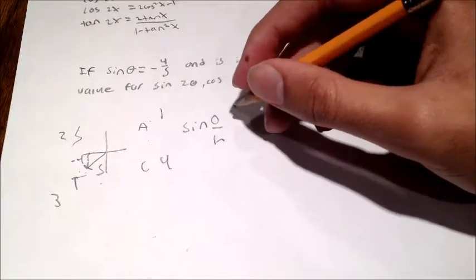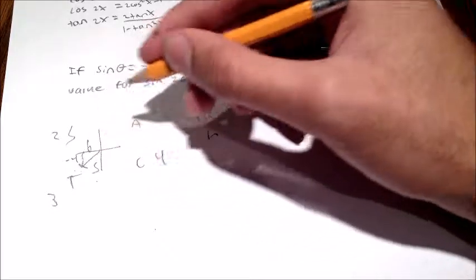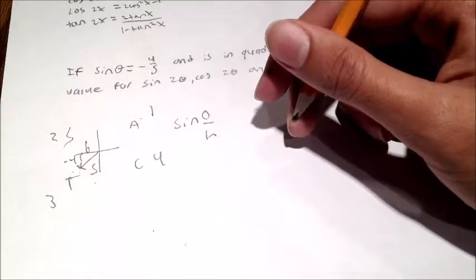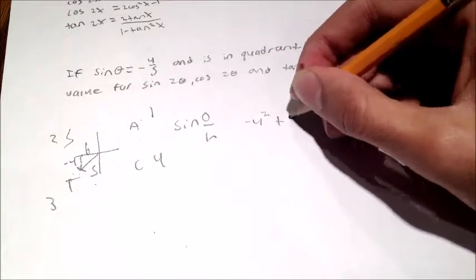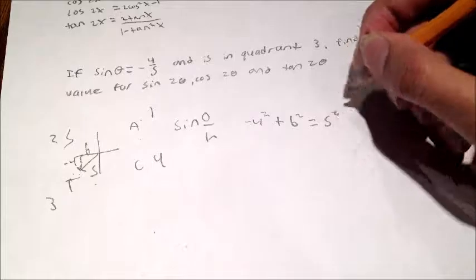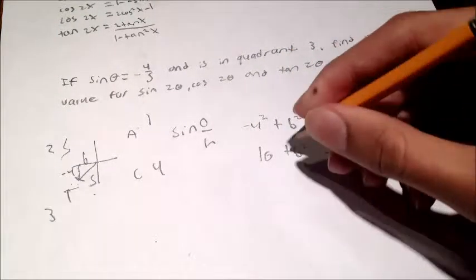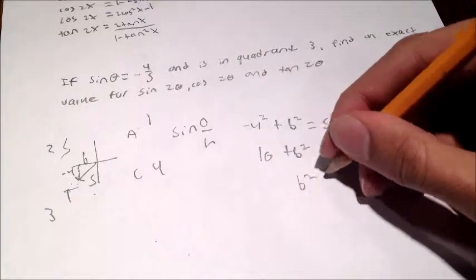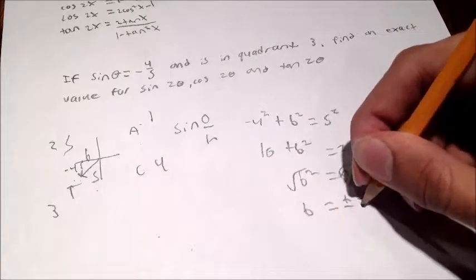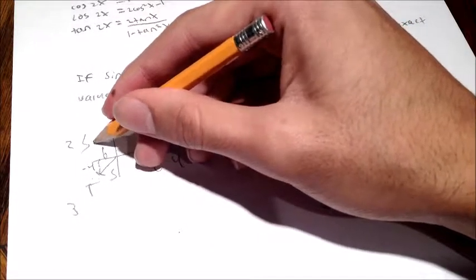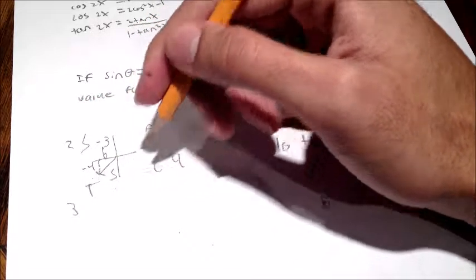So what we can do with this is find the length of the last remaining side. We'll name it b for now, by using the a squared plus b squared equals c squared formula. So it would be -4 squared plus b squared is equal to 5 squared. So then it would be 16 plus b squared is equal to 25. And if we move the 16 over, b squared is equal to 9. If we take the root of both sides, b is equal to plus or minus 3. But in this case, we're going to use -3 because it's in the third quadrant and it's going backwards, so it's negative.